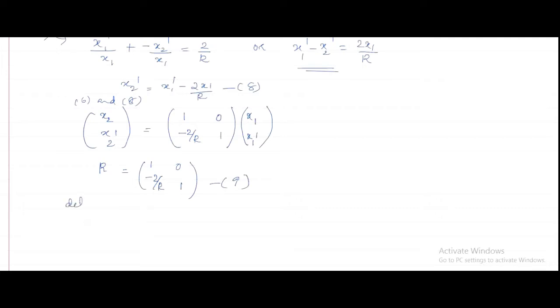Also, determinant R equals |1 0; minus 2 by r 1|, which is equal to 1. Let this be equation number 10. Thus, using reflection matrices and translation matrices, we can obtain the ray coordinates after any number of reflections and traversals by simply multiplying the matrices together. But it should be noted that the matrix multiplication must be done in the correct order.